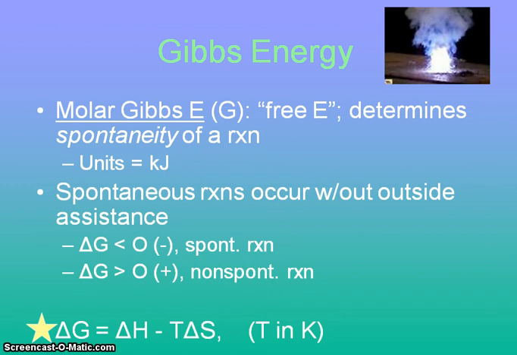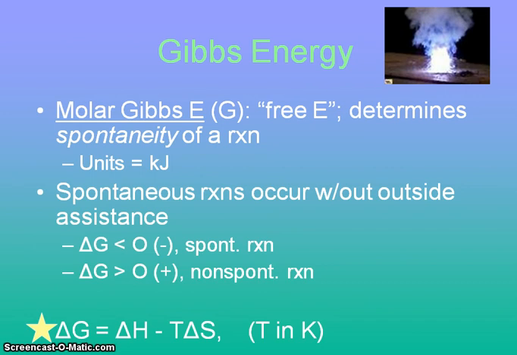Gibbs energy, or Gibbs free energy, is represented by a capital G, and that's going to determine whether a reaction is spontaneous or not. The units are generally in kilojoules or joules, sometimes kilojoules per mole. And basically, spontaneous reactions are ones that occur without any outside assistance. They already have enough energy present. And non-spontaneous reactions need energy added in.